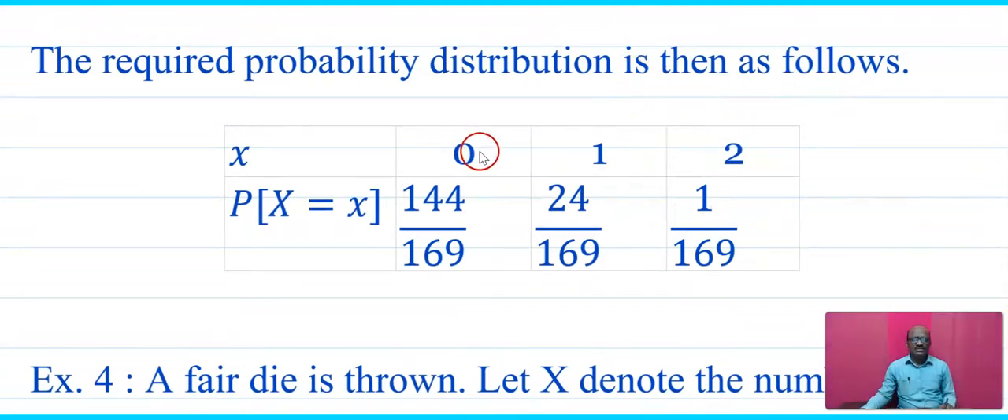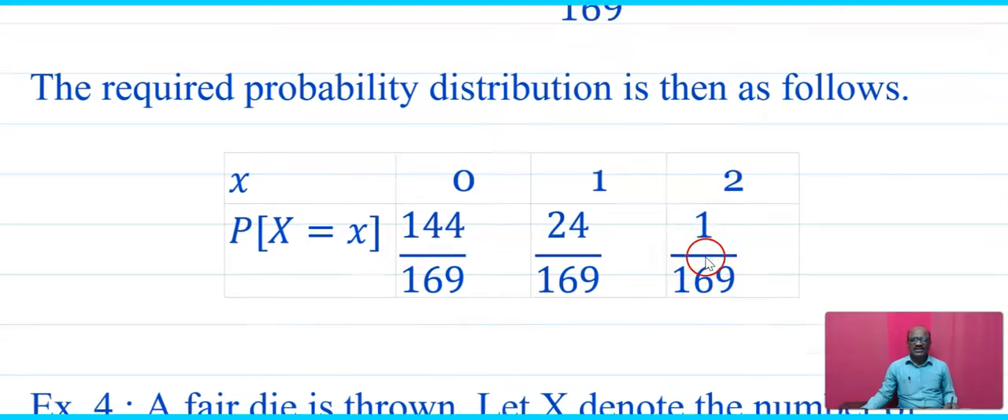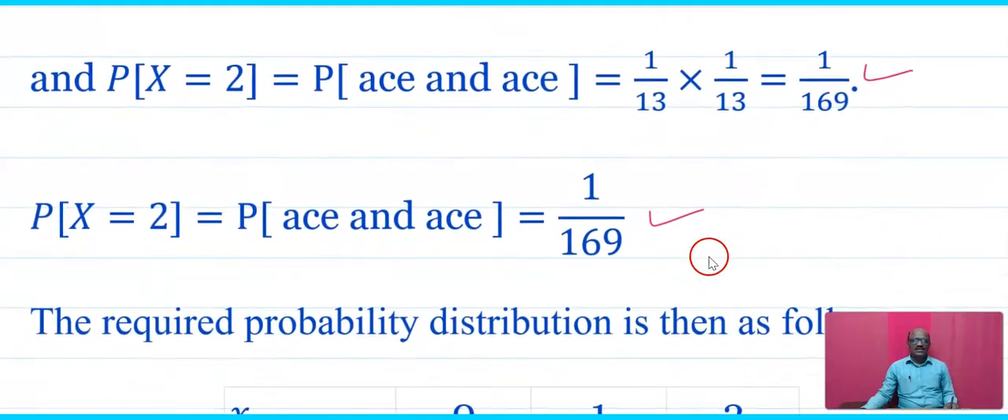The required probability distribution is then as follows. When both are non-S, it is 144 upon 169. When one S is there, it is 24 upon 169. When both are the S, it is 1 upon 169. Okay. See this here.